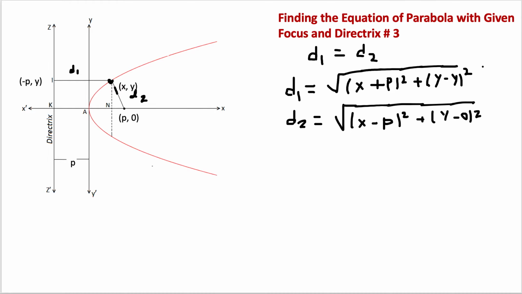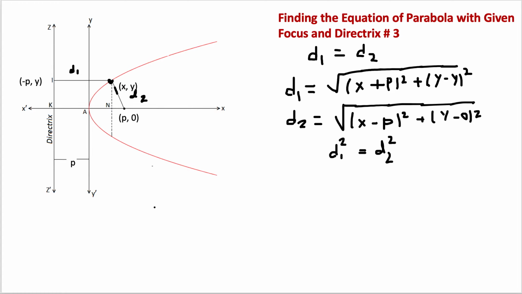And now if I'm squaring everything, d1 squared is going to be equal to d2 squared. If I'm squaring distance 1 and distance 2, what's going to happen is that just the radicand remains, and the radical is going to disappear. The same thing for d2 squared. If I'm squaring d2, the radical disappears, and what remains inside is just the radicand.